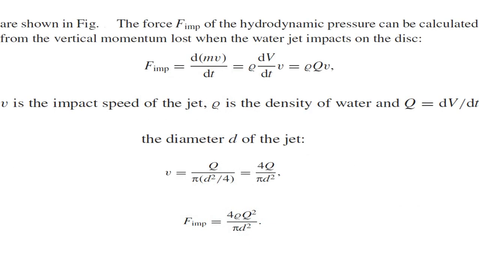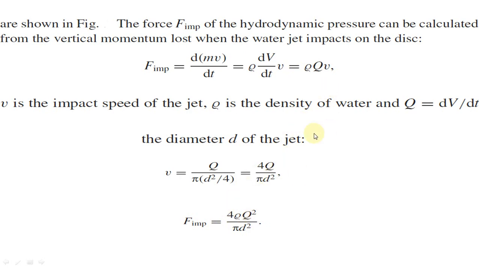Okay, so I have just written the continuity equation, d(m)/dt, and here I have rho, which is the density. dV/dt is the flow rate, or the rate of change of volume, so I just wrote it as Q. So Q is dV/dt, and d is the diameter of the jet. Here is the continuity equation, A v = Q. d square by 4 is the radius squared, pi r square is the area, and here we get the velocity as 4Q over pi d square. Now the F impulsive, we just supply it here.